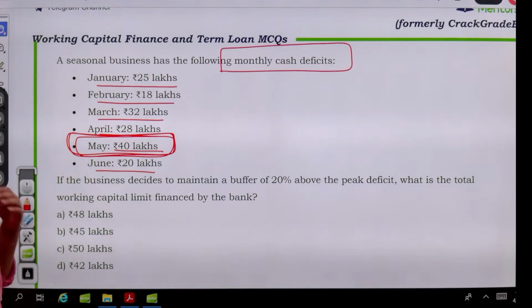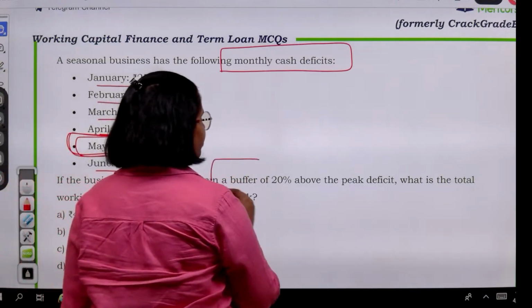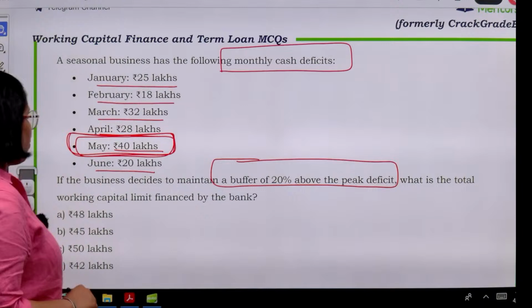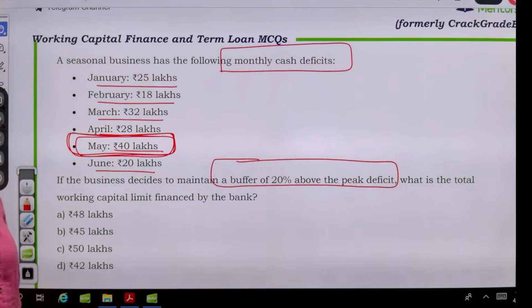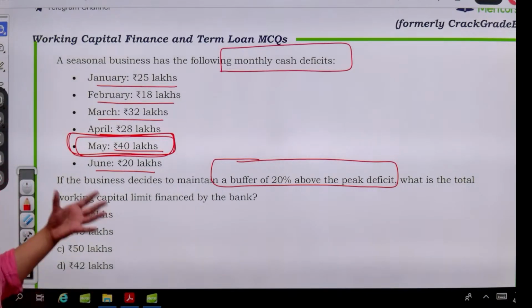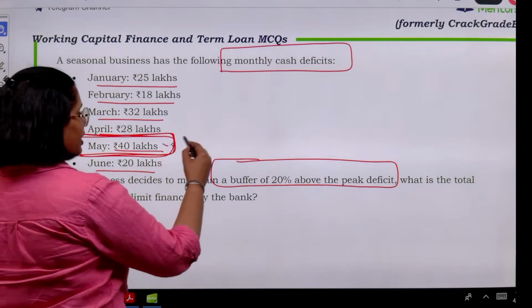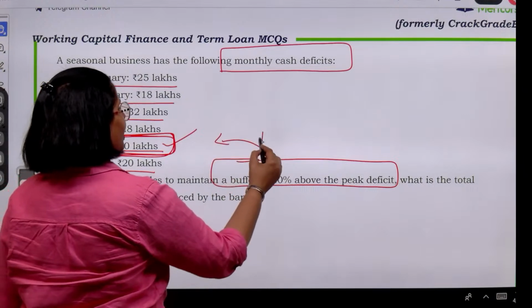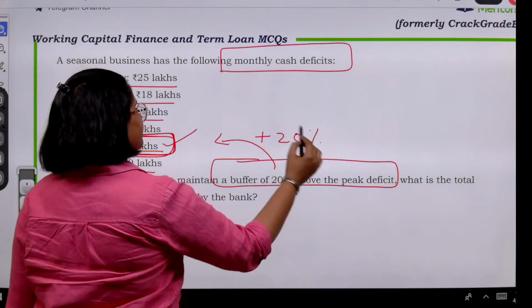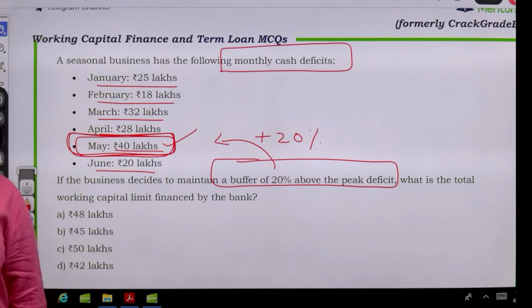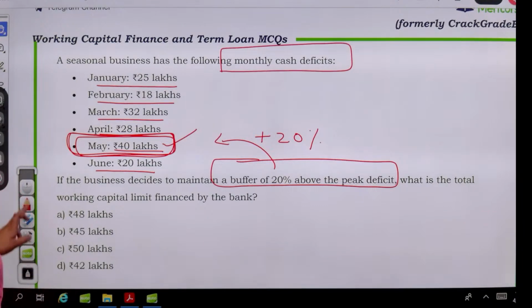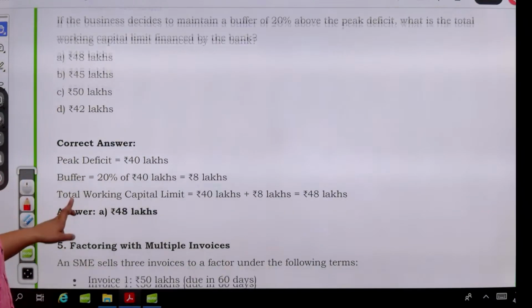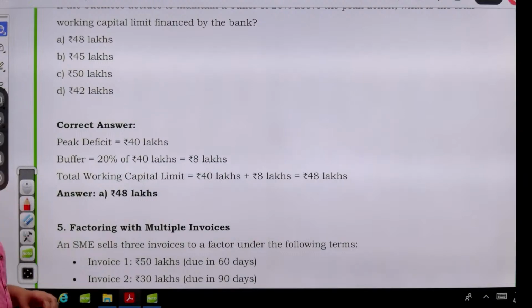If the business decides to maintain a buffer of 20% above the peak deficit, they are saying that we need to maintain a buffer of 20% over peak deficit. What is the total working capital limit financed by bank? I hope this is so easy to solve. They are simply asking you peak deficit and a buffer of 20%. So that is why it would be 48 lakhs.